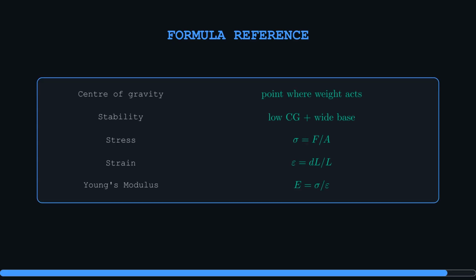Here is your quick reference. Center of gravity is the point where an object's weight acts. Stability improves with a low center of gravity and a wide base. Stress is force divided by area. Strain is extension divided by original length. Young's modulus is stress divided by strain, describing a material's stiffness.